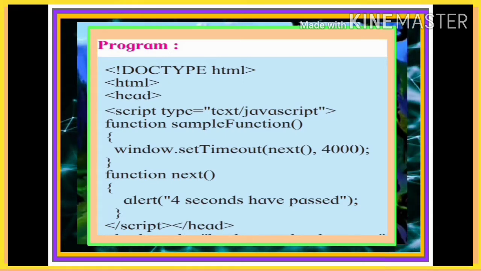Here we are using the setTimeout function of the window object having two arguments, next function and 4000 milliseconds. So after 4000 milliseconds, which means 4 seconds, you will get a new message: 4 seconds have passed. Let's save the program, execute on the browser and see the output.